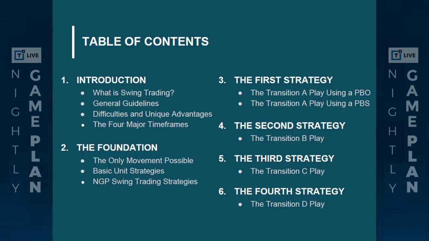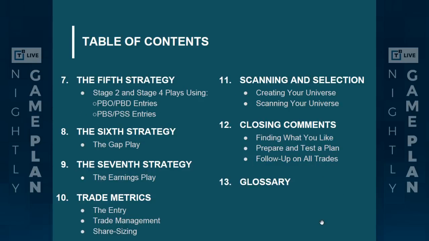So, again, the introduction, the foundation chapter, the only movement possible, basic unit strategies based on the basic unit, and then NGP swing trading strategies. These are the strategies that I will be using. And then we have a chapter on each strategy. The first strategy is the transition A, using a breakout, transition A using a buy setup. The second strategy is the transition B, the climactic sell setup. The third strategy is the transition C, which is basically the same as the first strategy, except this is on the short side. The fourth strategy is the transition D play.